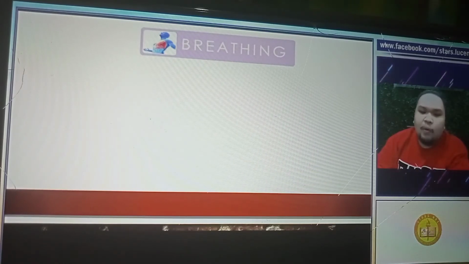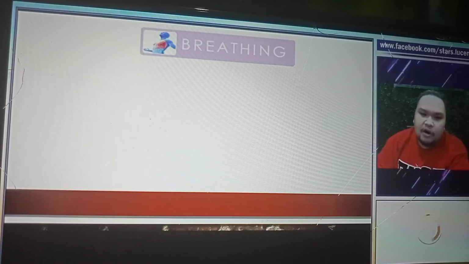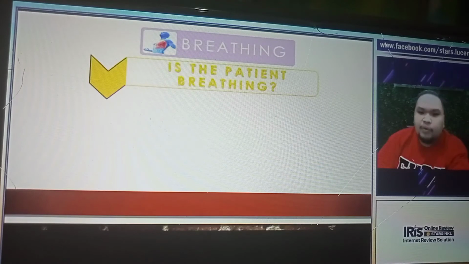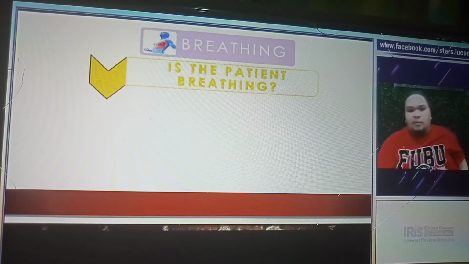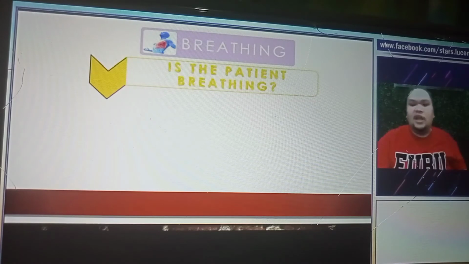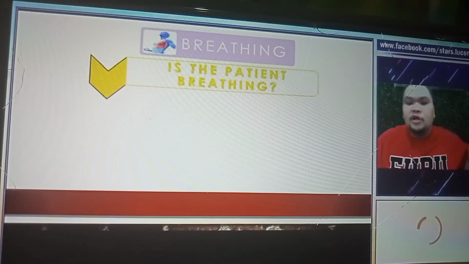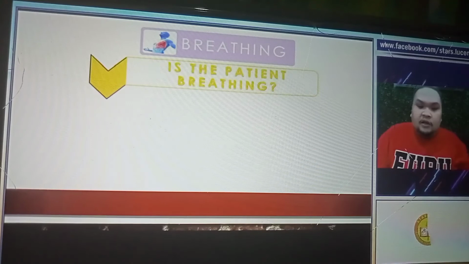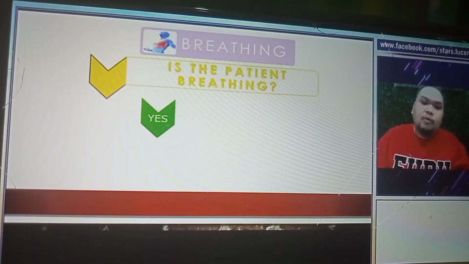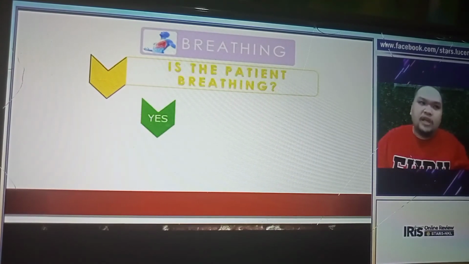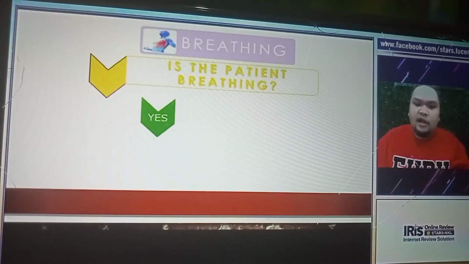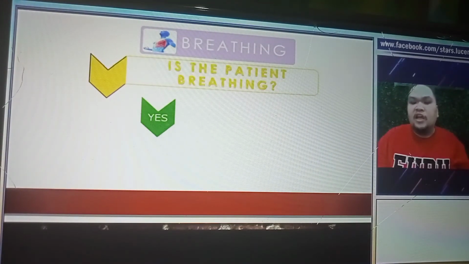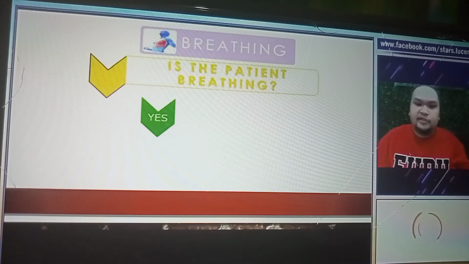The question now that would be raised by your team leader is, is the patient breathing? Of course, ang mag-check ng breathing natin would be your ventilator. So the ventilator would have to check if the patient is breathing. When the patient is being checked, you need to know whether humihinga siya or hindi. So how would you do this? You're going to look, listen, and feel.